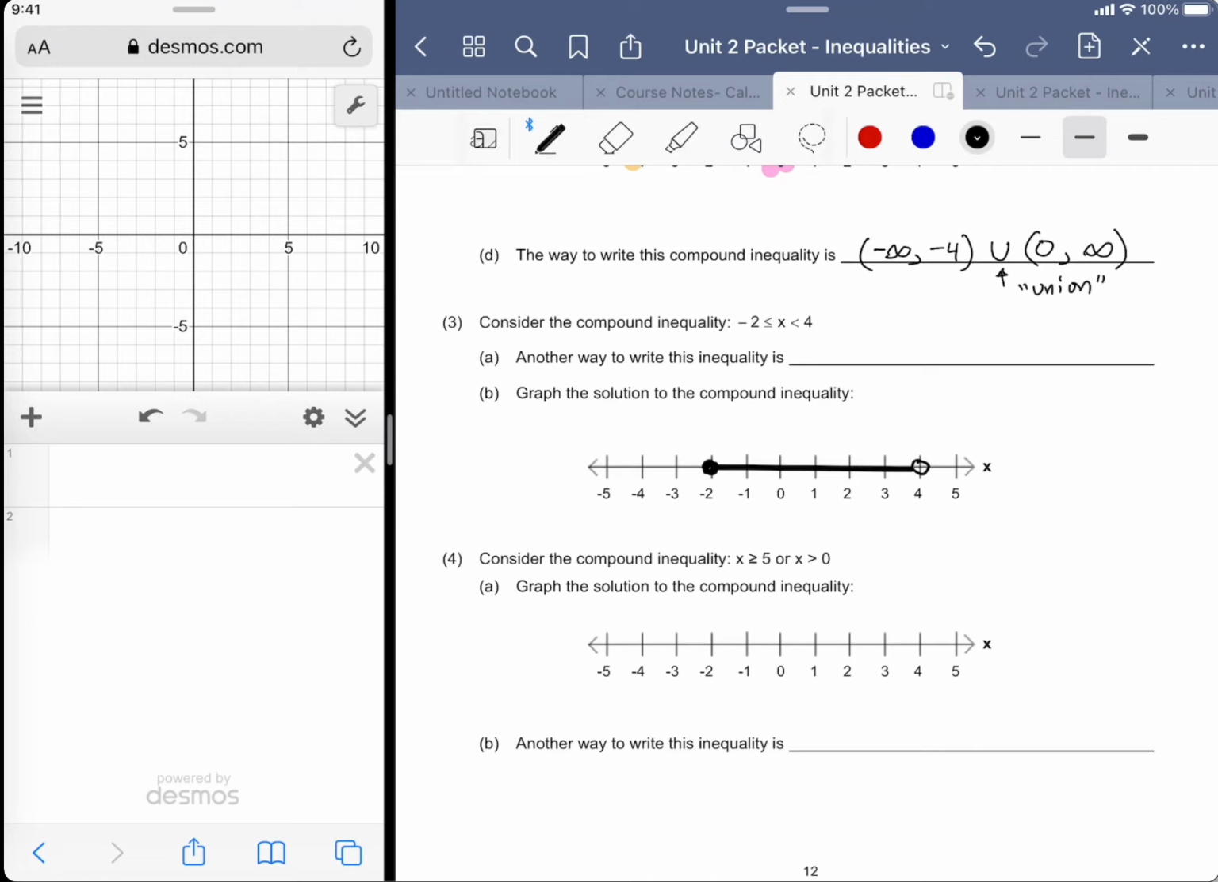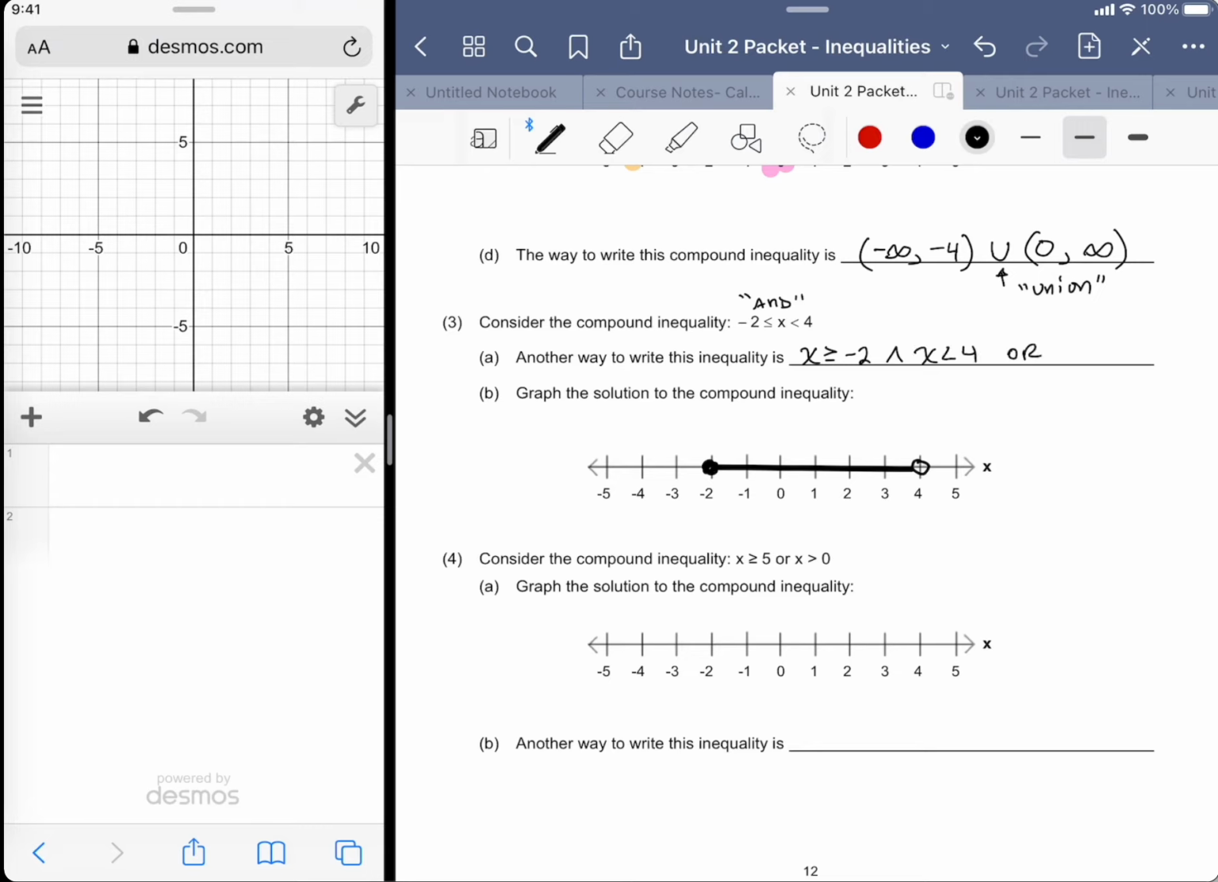All right. So for number 3, I put the graph in there for you because it's pretty straightforward. It's going from -2 to 4. That inequality, again, you could write it a couple of different ways. For a compound inequality where it's in that trio form where x is in the middle, that's an "and" situation. We could also write it as x is greater than or equal to -2 and x is less than 4.